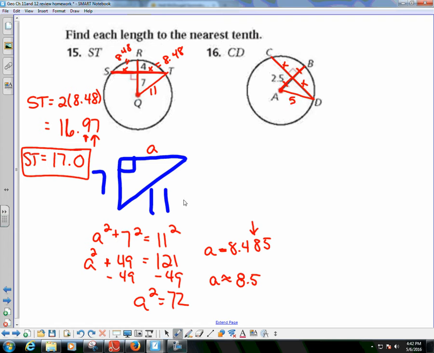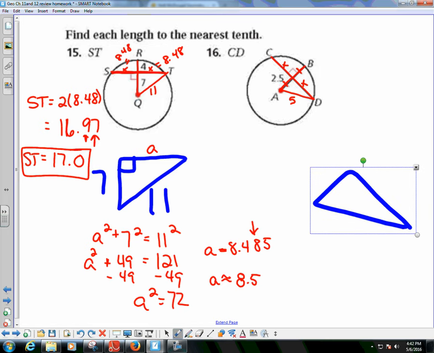So that means I've got this triangle right here, and I'm going to make that a little bit bigger. Try not to distort it too badly. That looks like a right triangle, so this is 90 degrees. This is 2.5, this is 5, and this is x.